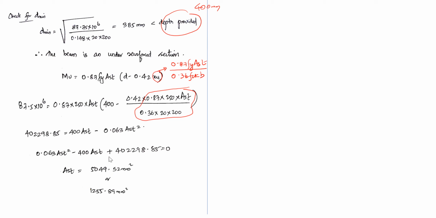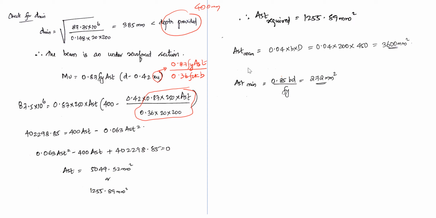I'll rearrange it and write it in the form of a quadratic equation, where I will get the value for AST as 5049.52 mm square or 1255.89 mm square. I will select the smaller value, so the AST required is 1255.89 mm square. Now I'll check for my AST maximum and AST minimum. The AST maximum is 0.04 bD, I'll get it as 3600 mm square, and AST minimum is 0.85 bd divided by Fy, I'll get it as 272 mm square, which means it is safe. This AST required is fine, corresponding to your IS specifications.